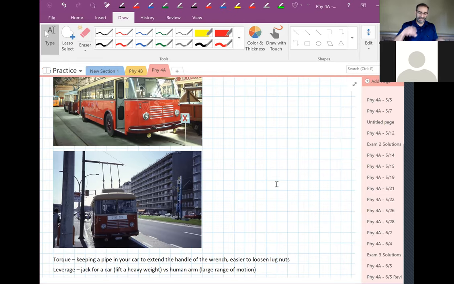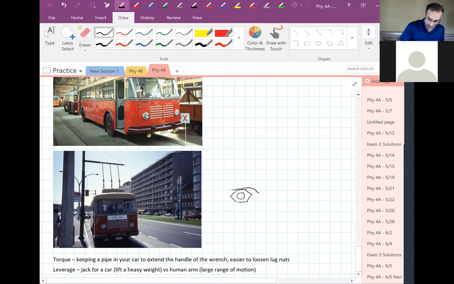Well, you slide the pipe over the handle of the wrench. Now you've made the handle longer, effectively, kind of like this. I'll make it all clear with my artistic ability here for you. Okay, there's a nut, and you want to loosen that nut. What do you do? You get a wrench. Looks something like this, right?